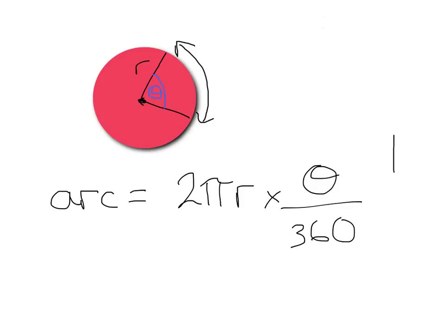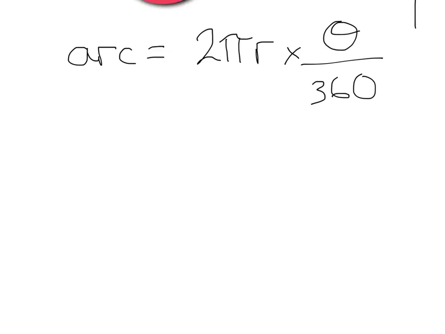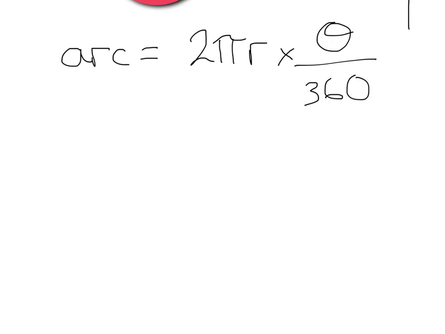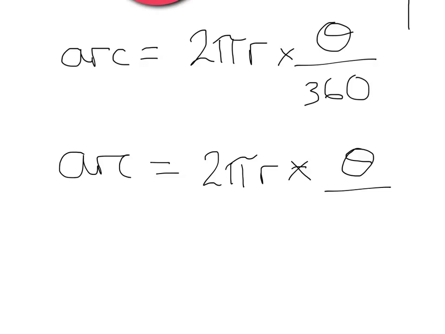Now, if we do the same thing in radians, I keep drawing those lines on there. Let's try and stop that. I'll rub it out a little bit. Okay. Now, if I do exactly the same thing in radians, my arc is here. Again, it's still 2 pi r times that angle, theta, but now it's out of 2 pi. Hopefully you can see where I'm going with this.